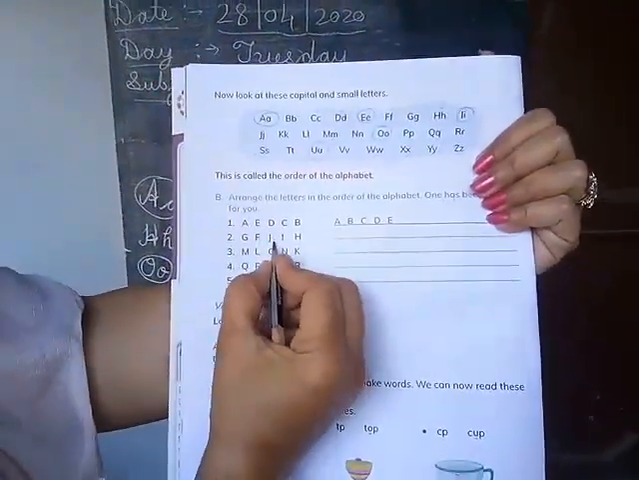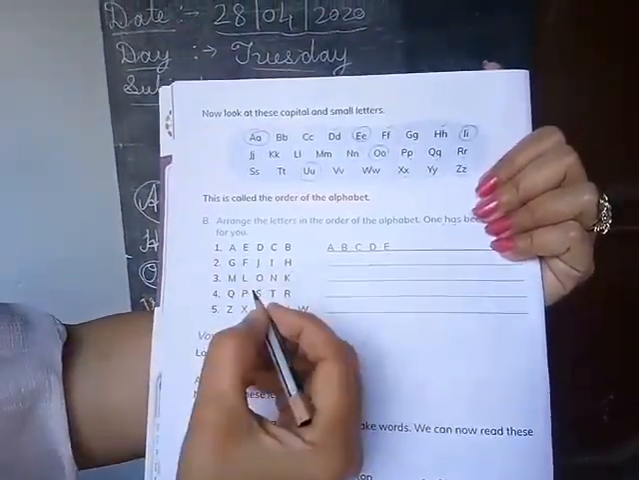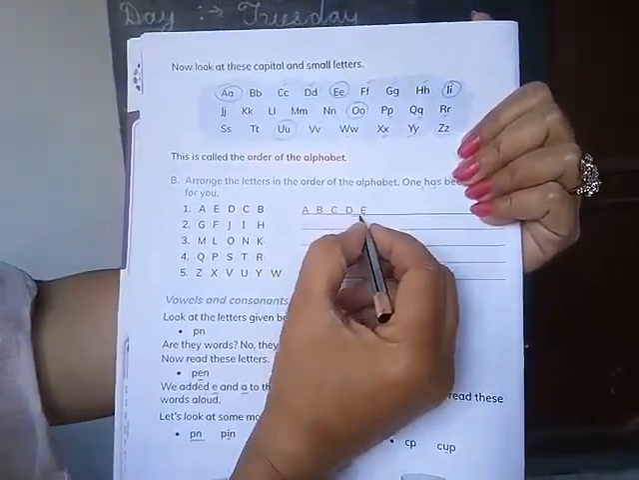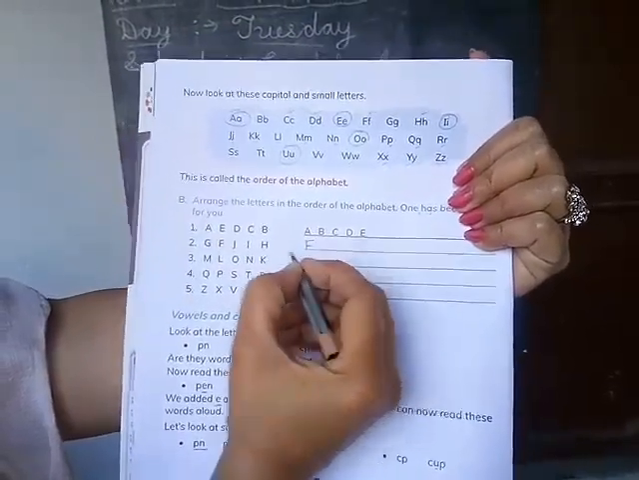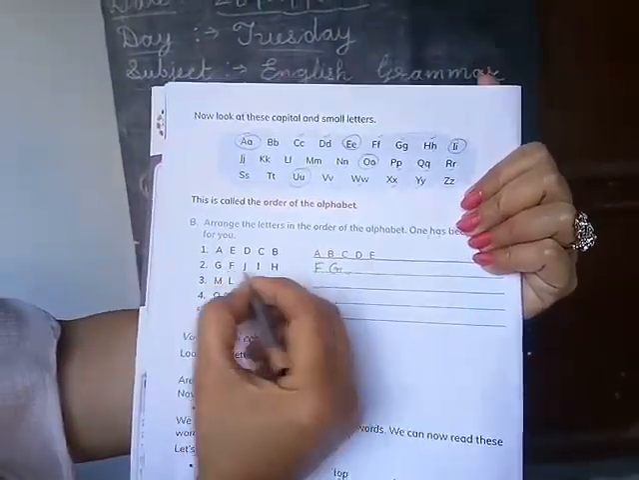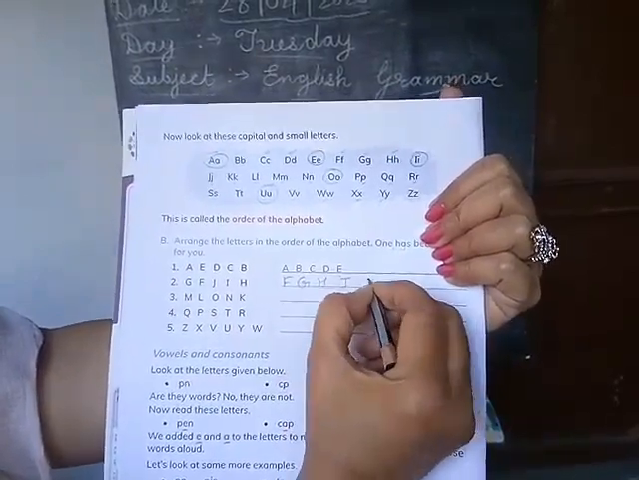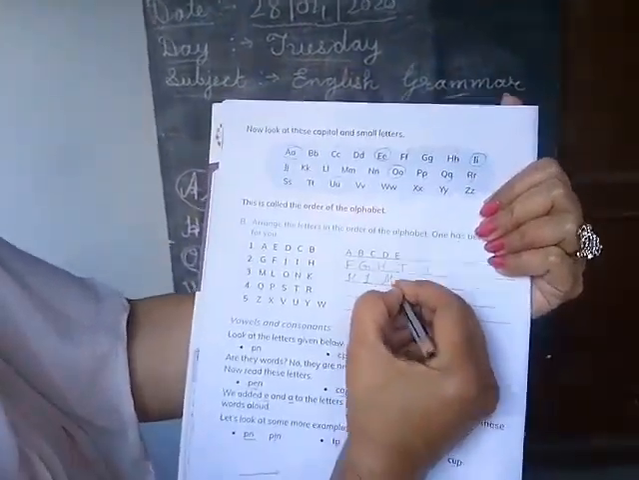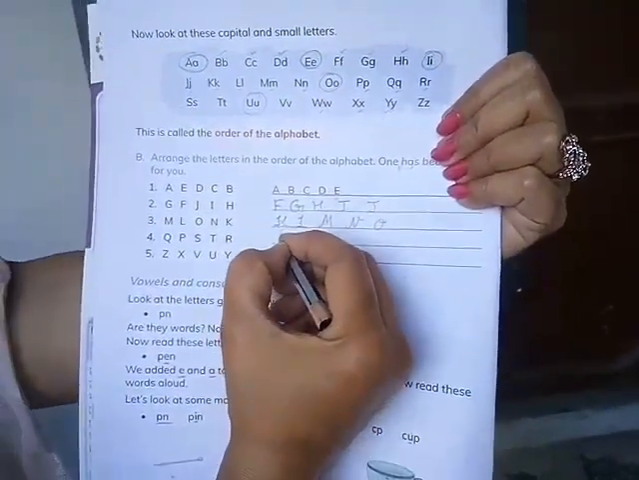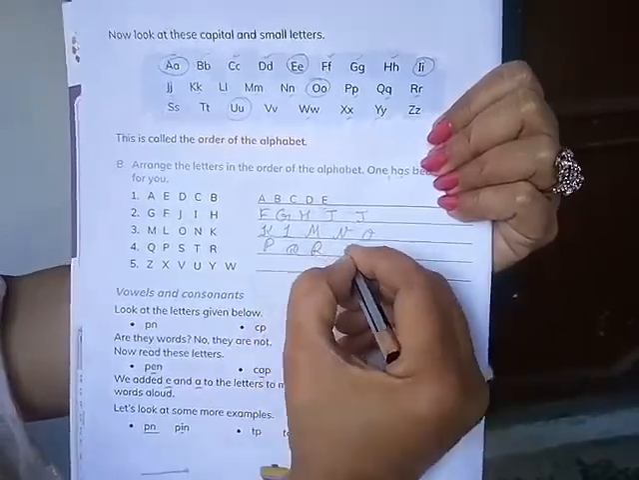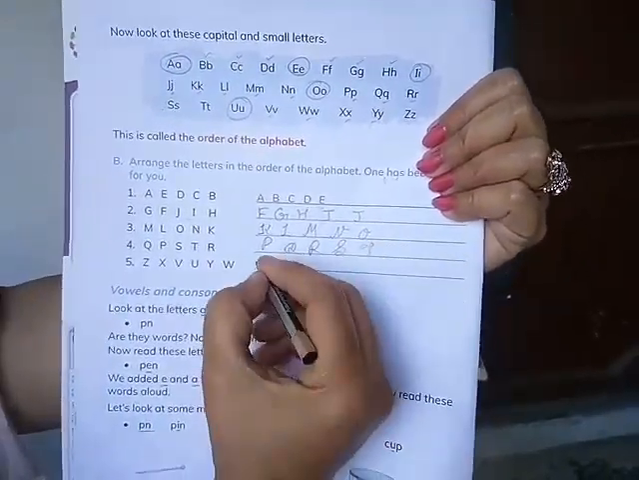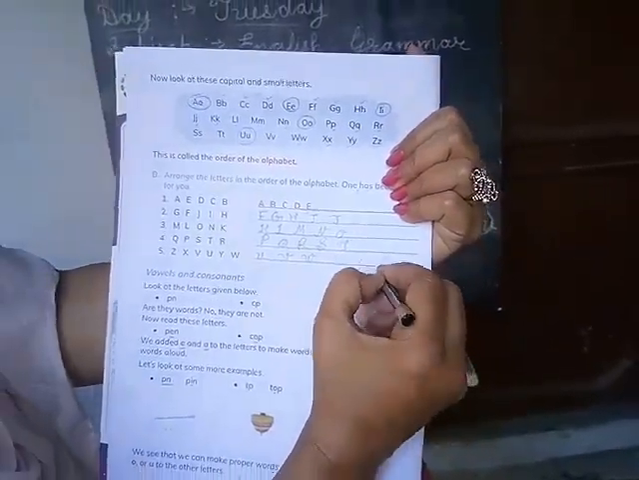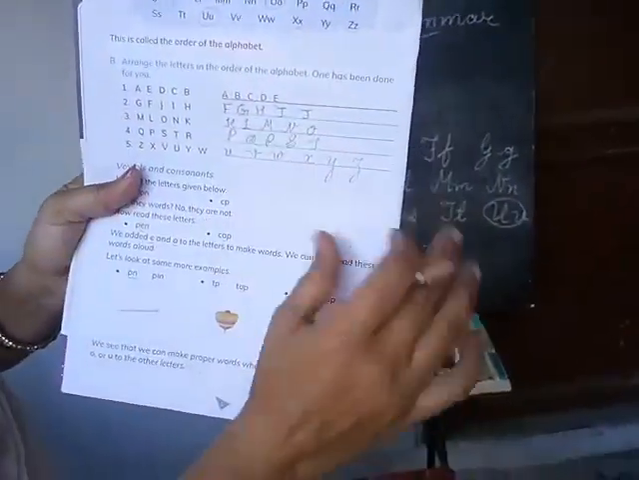See, G, F, J, I, H are there. Now we have to find out which one will come first. After A, B, C, D, E, F will come. What will come? F. Then G. Then H. Then I. Then J. Like this we can write K. Find from here: L, M, N, O, P, Q, R, S, T, U, V, W, X, Y, and Z. Okay, now we have arranged all of this.